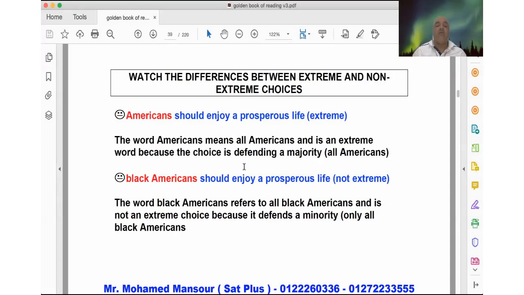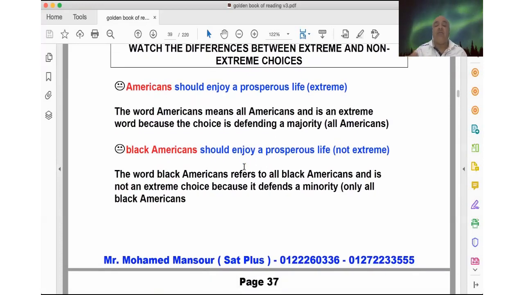But look at the other one. Black Americans should enjoy a prosperous life. This is not an extreme choice. The word Black Americans refers to a certain race or certain type of people, not to all Americans, but only Black Americans. It refers to a minority. It is not an extreme choice because it defends a minority, not all the Americans, but only Black Americans. So the second choice is not extreme.